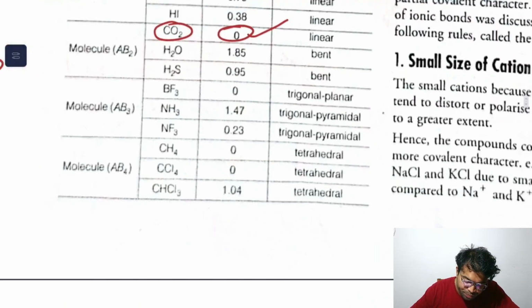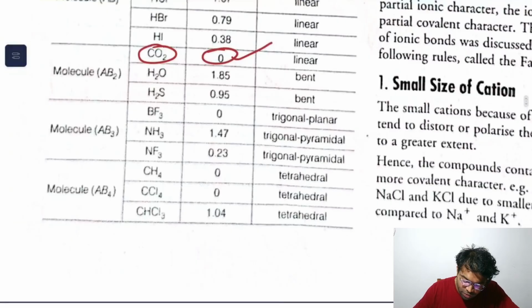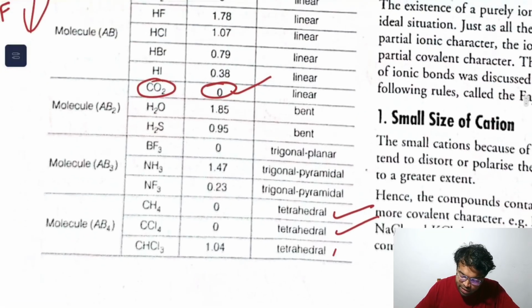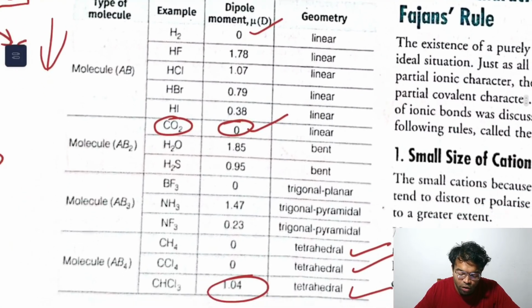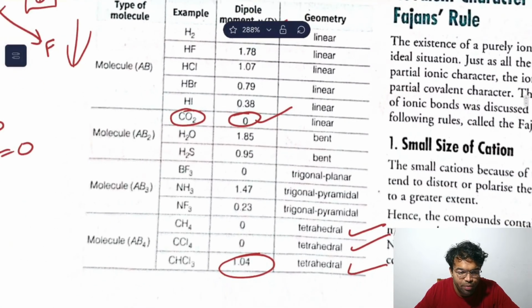Now next, you have CH4, which we have also discussed. The net dipole will become 0. CCl4 also we have discussed. The net dipole will become 0. CHCl3 we have discussed, it will become 1.04. Okay. So, is there any doubt in your mind regarding dipole moment, Drupad?